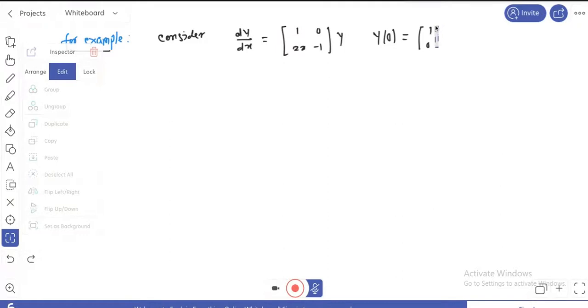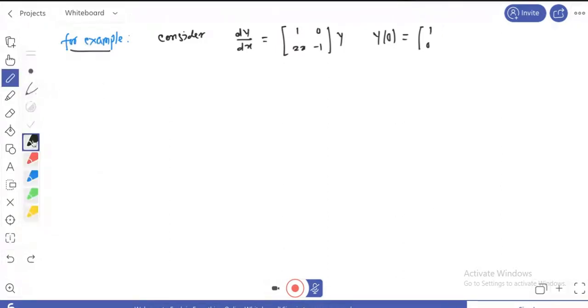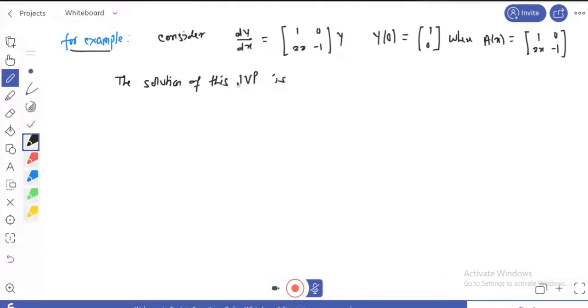Here the initial condition is (1, 0), where your matrix A(x) equals [1 0; 2x -1]. So the solution of this initial value problem is this thing. You can check whether this is correct or not.